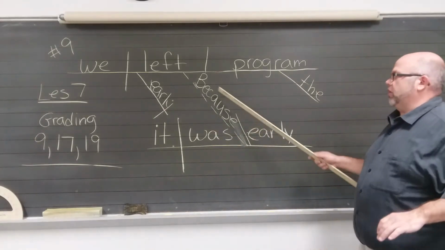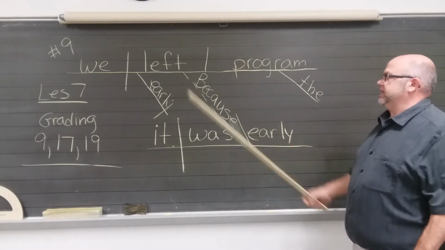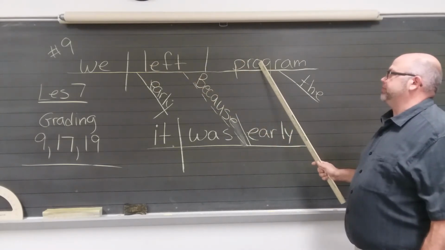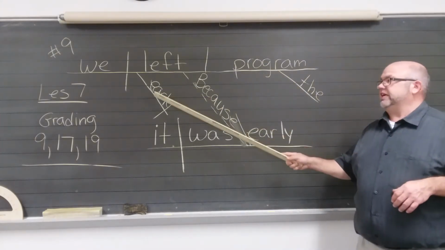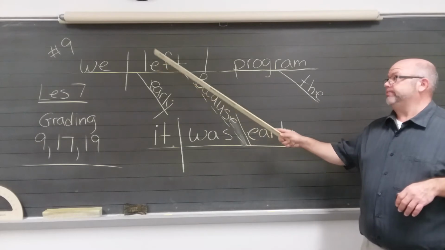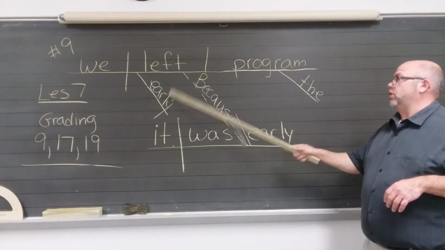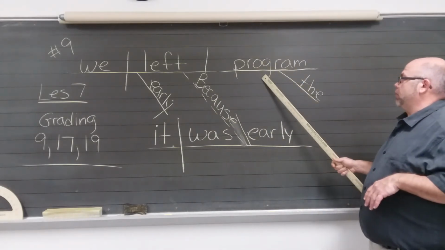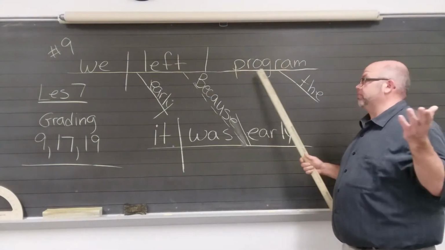This is your diagram. Your dependent clause is down here. All right? The main idea is we left program. Program is a direct object, the program. When did we leave? Early is an adverb. Okay? So you know how to grade these. If you have early at the wrong place, or program at the wrong place, but you still have the under program, then it's just one wrong for program at the wrong place.